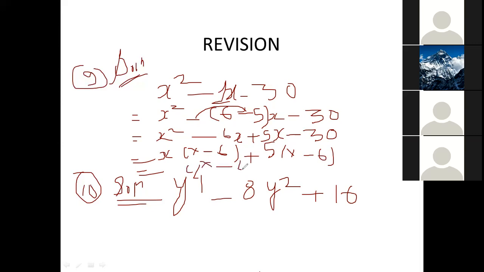Now, what is common here, children? X minus 6 is common. Another factor is x plus 5. Can you tell, children, what are the two factors here? One factor is x minus 6. Another factor is x plus 5. You are absolutely right. Okay, children, now how to factor this one, number 10?